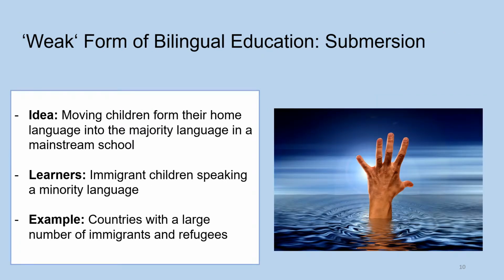Apart from these strong forms, there's also a weak form of bilingual education called submersion. Submersion is found in many countries with a large number of immigrants, migrant workers, and refugees, for example, in Germany. In this case, the objective is not additive bilingualism, but rather subtractive bilingualism. The general idea is to move children from their home language into the majority language in a mainstream school. Therefore, the majority language of the speech community, for example German, is used with possibly some initial support in the student's home language. Ultimately, however, the societal aim is assimilation into the mainstream society.